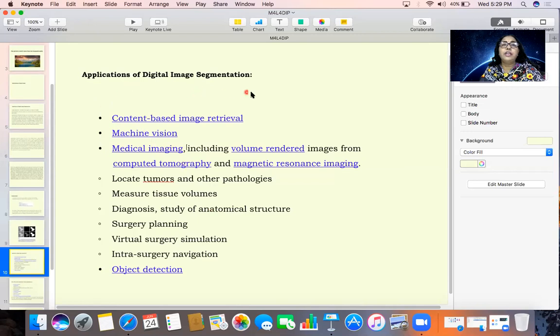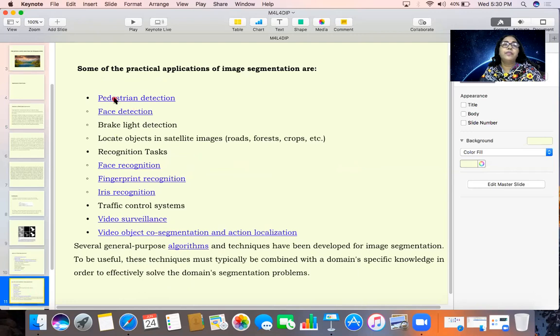Now, applications of digital image segmentation: content-based image retrieval, machine vision, medical imaging, volume rendered images from computed tomography, locating tumors and pathologies, measuring tissue volumes, diagnosis, study of anatomical structure, surgery planning, virtual surgery simulation, intrasurgery navigation, object detection, pedestrian detection, face detection, brake light detection, locating objects in satellite images, recognition tasks, face recognition, fingerprint recognition, iris recognition, traffic control, video surveillance, video object co-segmentation and action localization.